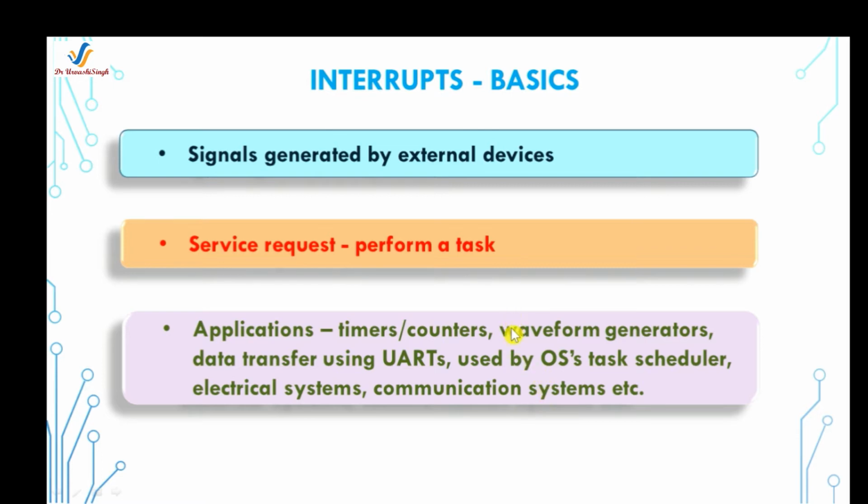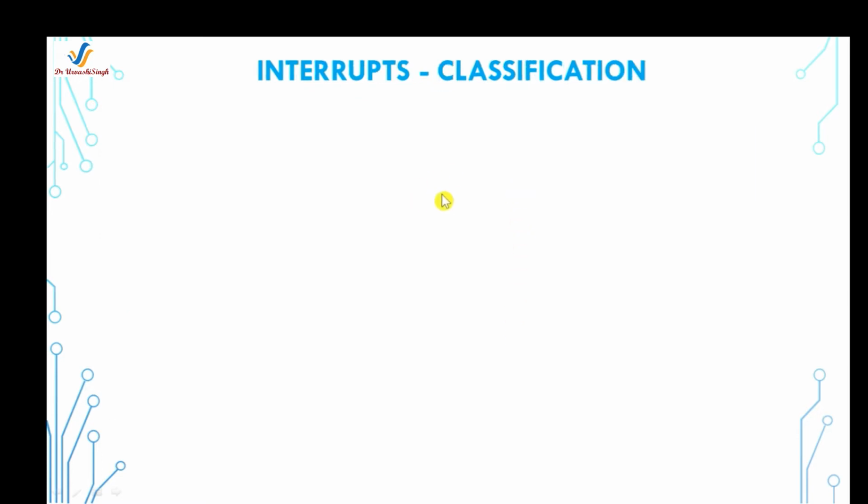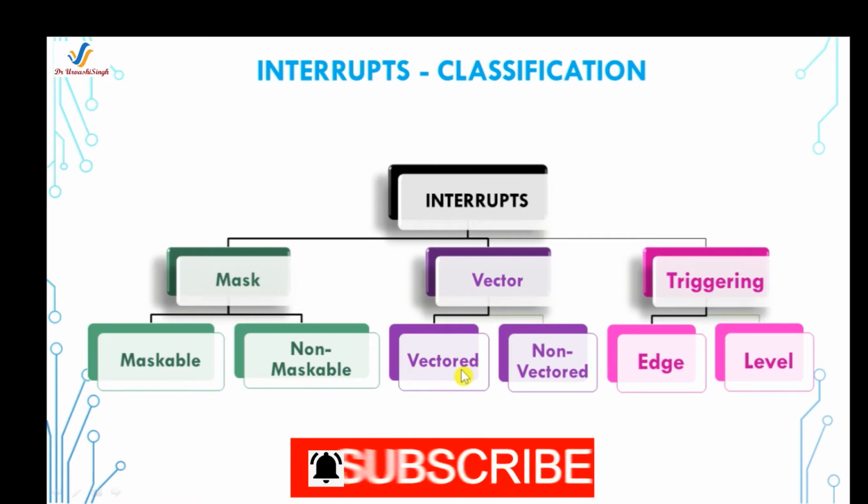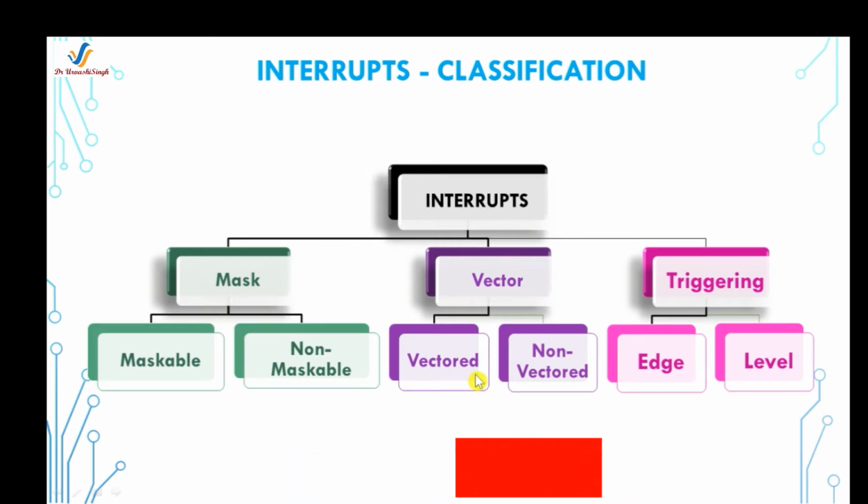Now let's see its classification. So depending upon the features of the interrupts, these are classified into 3 groups. The first one is whether they can be masked or not. They are vectored or non-vectored. Vectored means whether they have predefined memory locations specified to each interrupt or not. Triggering, whether they are edge triggered or level triggered.